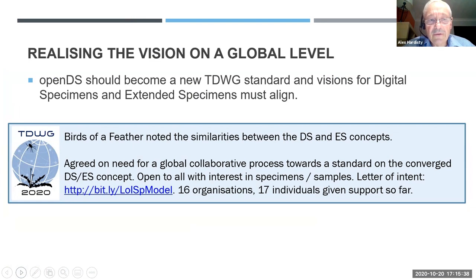Another outcome was that those present agreed on the need to have a global collaborative process towards this standard on the converged concept that's open to all with an interest in specimens and samples. And a letter of intent has been established. Again, there's a short link there, and we invite you to sign it if you've not already signed it, either in your capacity as an individual or if you're able to sign it on behalf of your organization to do so. The last time I looked a few days ago, 16 organizations and 17 individuals had given their support so far.